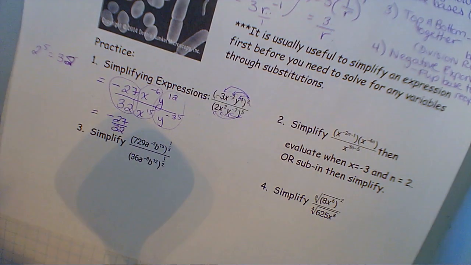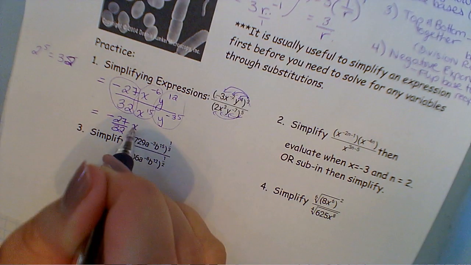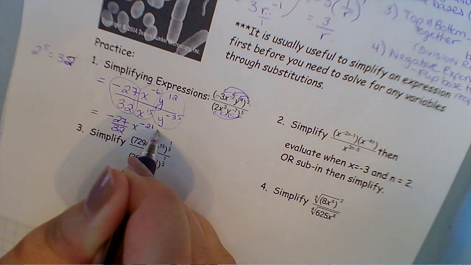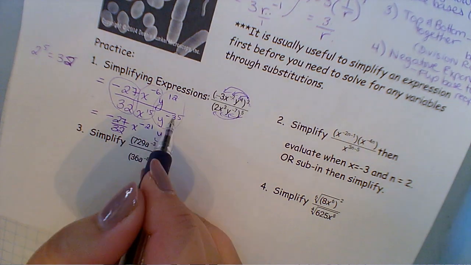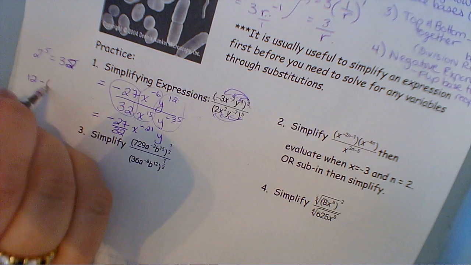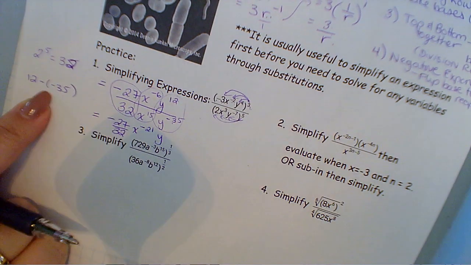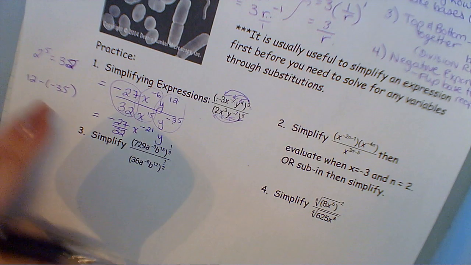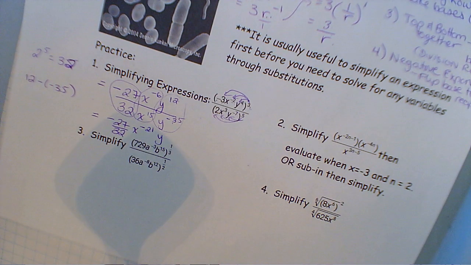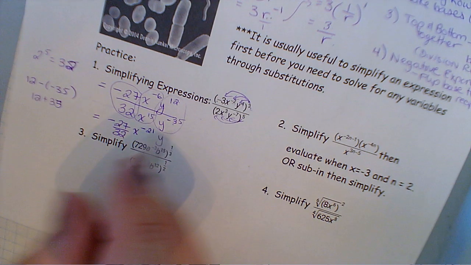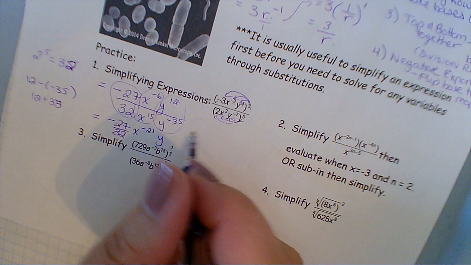Negative 6 minus 15. Negative 6 subtract 15 is negative 21. 12 subtract negative 35. And again, if you're somebody that needs to see it, I would highly suggest you get into the habit of writing it out. Top exponent minus whatever the bottom exponent happens to be. So this is 12 plus 35 when you work it all out, and that gives you 47 on the y.